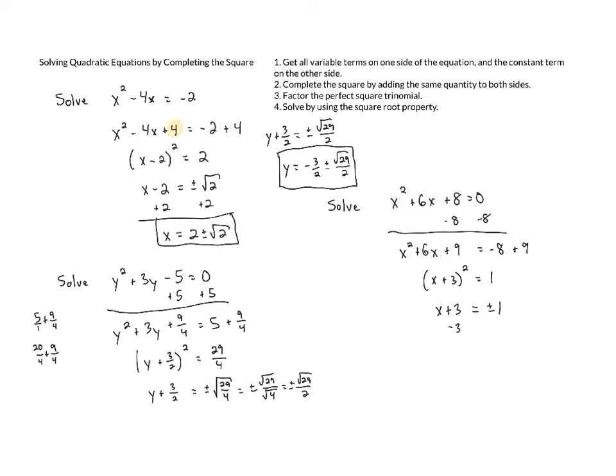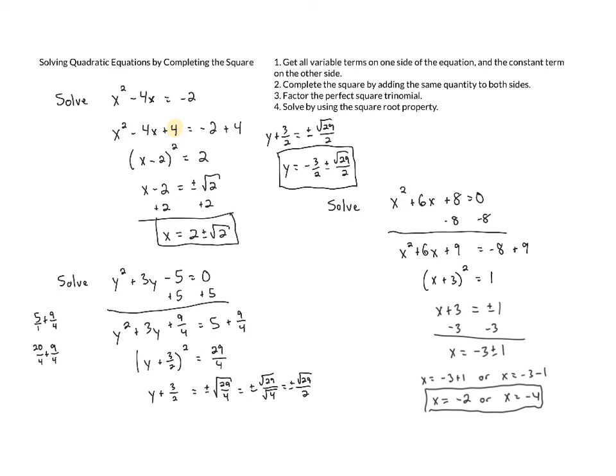To get x alone, we subtract 3 from both sides. So we get x equals negative 3 plus or minus 1. And this gives us two different solutions, negative 3 plus 1 or negative 3 minus 1. Negative 3 plus 1 is negative 2, and negative 3 minus 1 is negative 4. So we end up with x equals -2 or x equals -4.